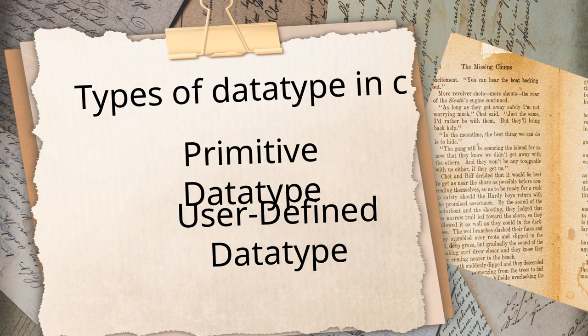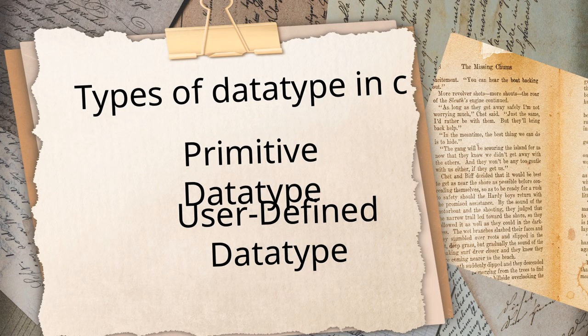Now let's look at the different types of data types in C first. We have primitive data types. These are the basic building blocks in C, like int, float, char, and so on. They are predefined by the language and are used to store simple data values. Understanding these is essential because they form the foundation of any C program.